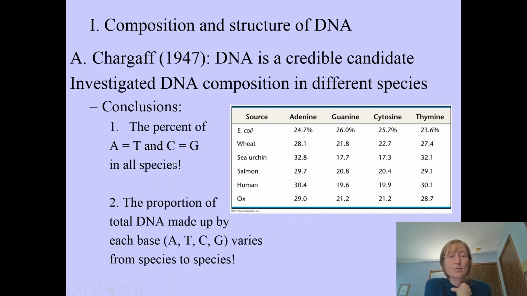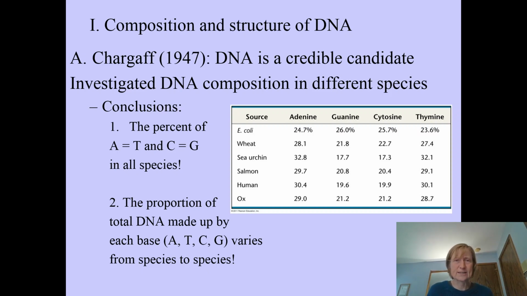But he noticed, and this is number 1, something really interesting: the percent of A, or adenine, is always very close to the percent of thymine in every species he looked at. And the percent of guanine is very close to the percent of cytosine in every species he looked at. So he made what we now call Chargaff's rule, that the percent of A equals T and the percent of C equals G in all species. That's something they were finding out when there was a big race to figure out the structure and the replication of DNA.